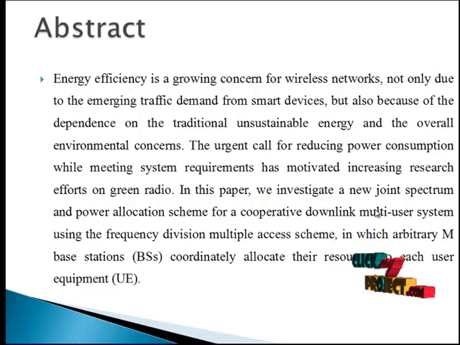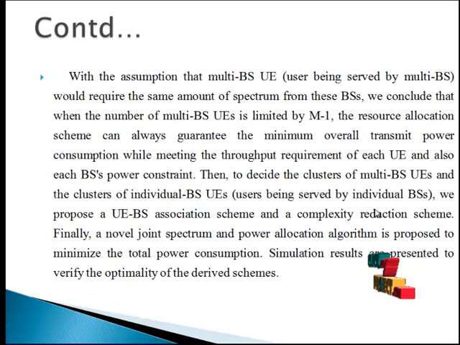In this project, we investigate a new joint spectrum and power allocation scheme for a cooperative downlink multi-user system using the frequency division multiple access scheme, in which arbitrary M base stations coordinately allocate the resources to each user equipment, with the assumption that multi-BS UEs, users being served by multiple BSs, would require the same amount of spectrum from these BSs.